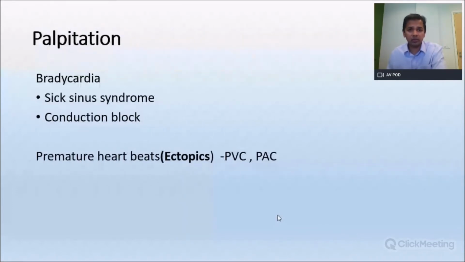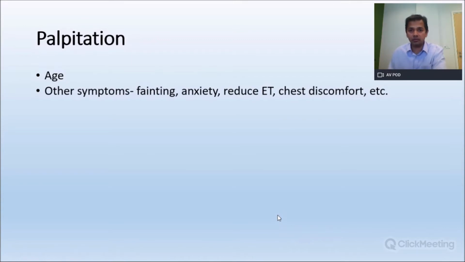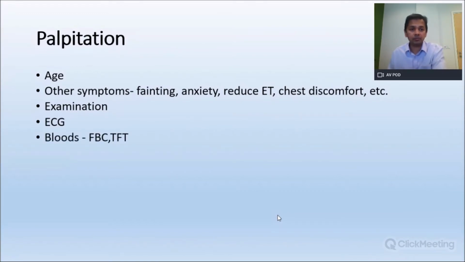Significant ectopics can cause palpitation. And so these are all the causes of ectopics. So again, when you see them, age will actually narrow down the diagnosis. It can give you an idea whether, if you're elderly, then the etiology is different; like young, it's different. You can narrow down the diagnosis. Whether this patient has other symptoms like fainting, anxiety, chest discomfort. Of course, examination, and most importantly, you do ECG when they come with palpitation.